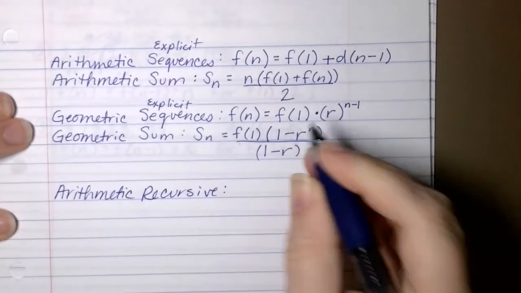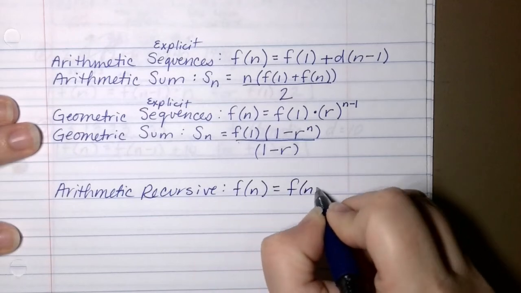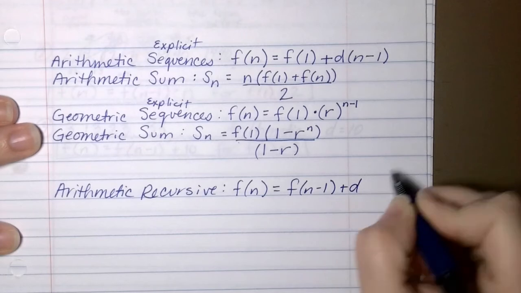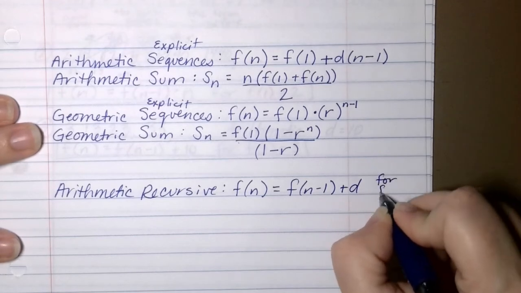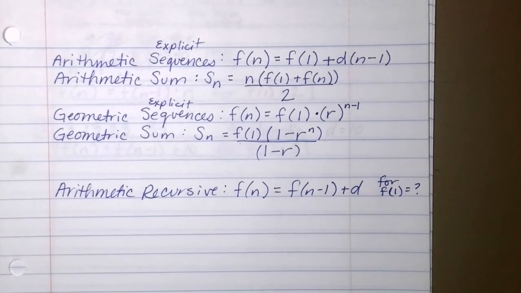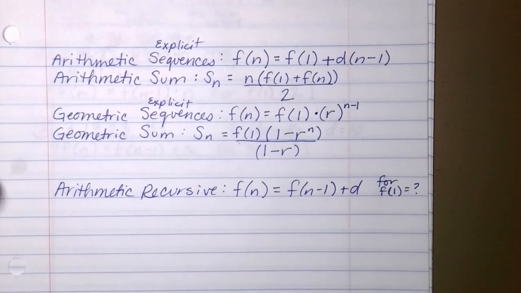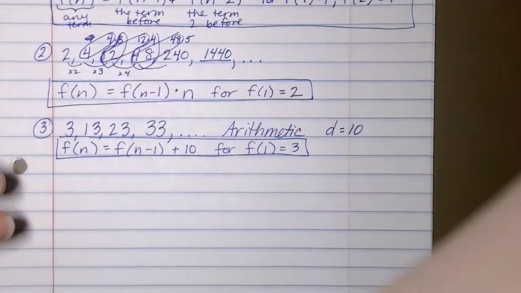Arithmetic recursive: f of n is equal to f of n minus 1 plus d. And of course you have to do the for f of 1 equals whatever. Does that kind of make sense? Pretty simple formula. All you really need is d in order to write it. However, you do need to include the first term there. Okay?